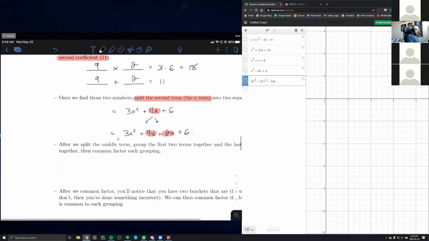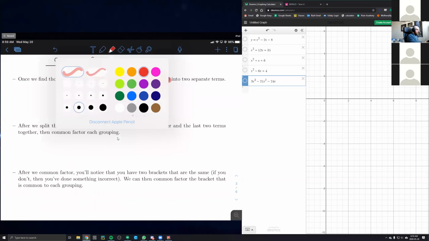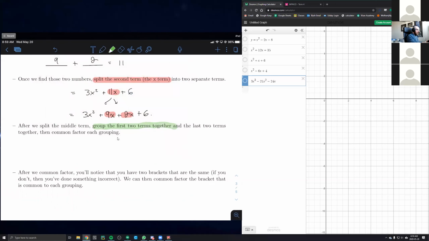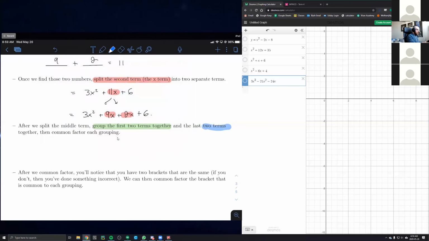Now what we're going to do, once we've split those two terms up, is group the first two terms together and the last two terms together, and then common factor each grouping. So let's make the second two terms blue. We have 3x squared plus 9x. There's our first grouping. And then plus 2x plus 6. There's our second grouping.